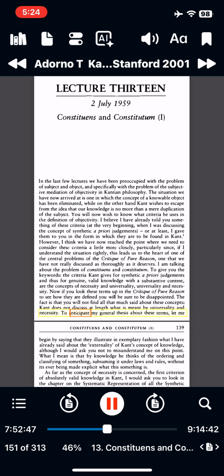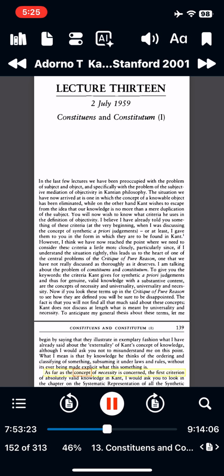To anticipate my general thesis about these terms, let me begin by saying that they illustrate in exemplary fashion what I have already said about the externality of Kant's concept of knowledge, although I would ask you not to misunderstand me on this point. What I mean is that by knowledge he thinks of the ordering and classifying of something, subsuming it under laws and rules, without its ever being made explicit what this something is.